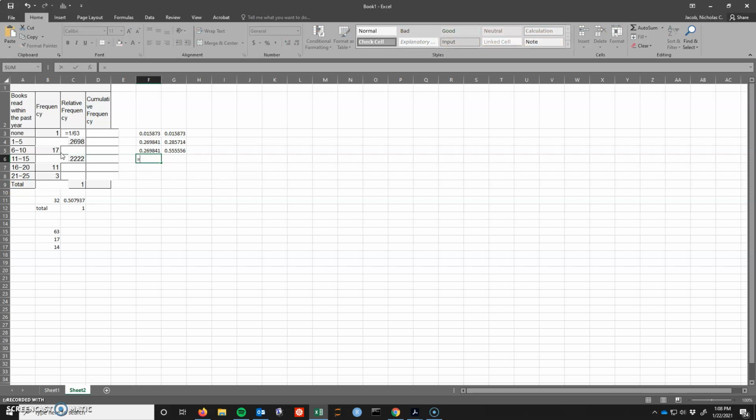And of course, we can continue. This one is 14 divided by 63, so this one should be that plus that. 11 divided by 63. Might as well get all the answers right here. So it should be that one, all the guys before, plus the new people. And then the 21 to 25 books is 3 divided by 63. That gives me the relative frequency, and the cumulative frequency at the end will, of course, be 1.